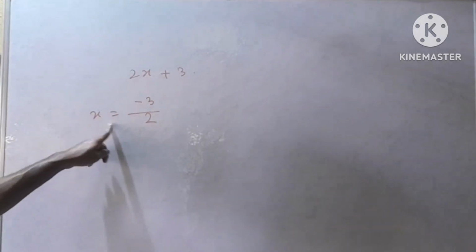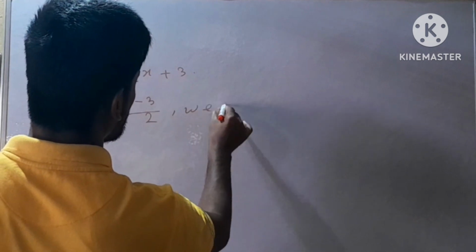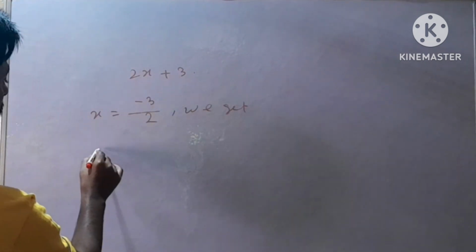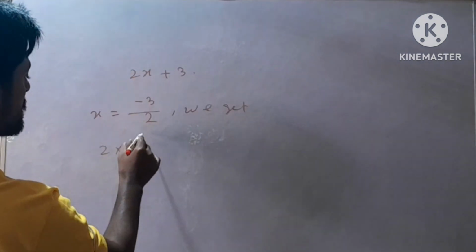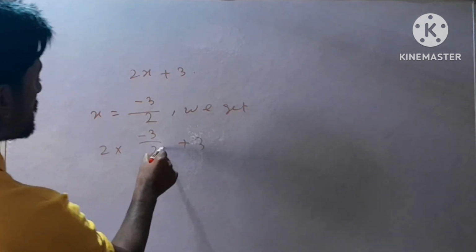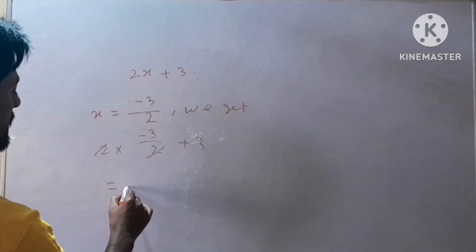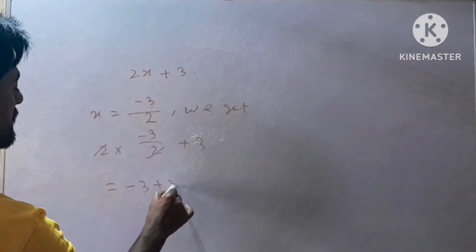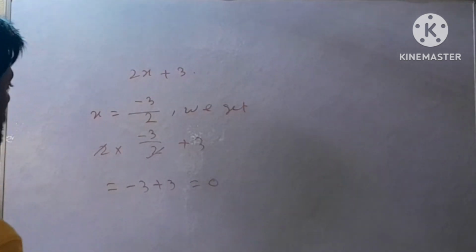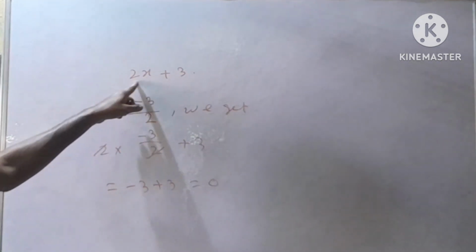So if we put x equal to minus 3 by 2, then we get, you see, 2 into minus 3 by 2 plus 3. These 2 and these 2 will be cancelled. Then we have minus 3 plus 3 equal to 0. So therefore x equal to minus 3 by 2 is the 0 of this polynomial.